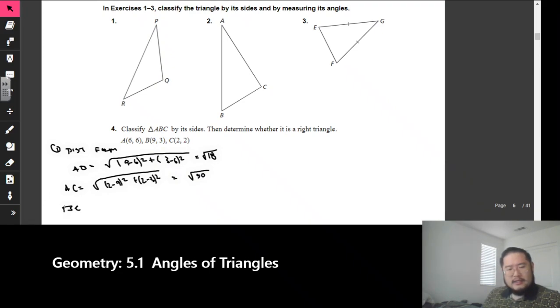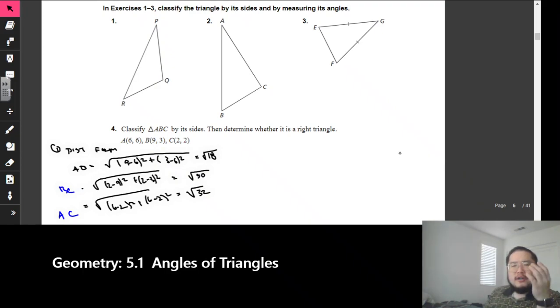So lastly, let's take a look at side BC right here. Or actually, what I found right here was BC, sorry. So this was BC, and then let's go ahead and find AC this time. And so I can put 6 minus 2 quantity squared plus 6 minus 2 quantity squared. So we got 4 squared plus 4 squared. So 4 squared is 16. This ends up being square root of 32. There's A to C. So I know none of the sides are congruent. So what I figure out for now is that we have ourselves a scalene triangle, right?